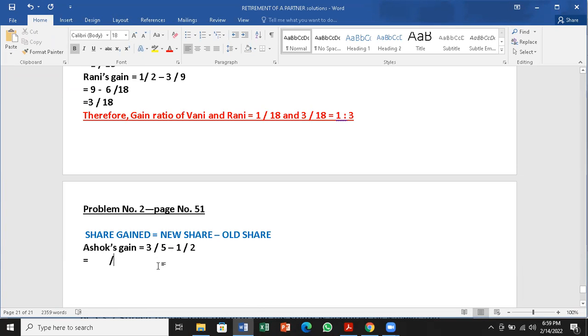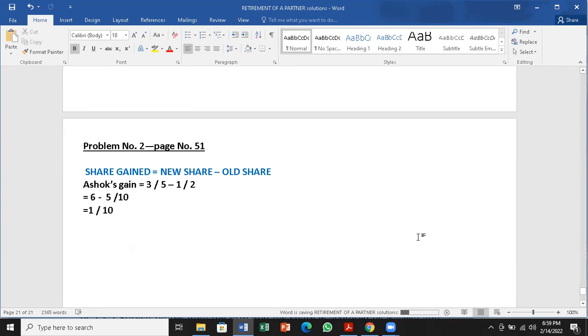Multiply the denominators, 5 into 2, that is 10. Go for simplification of numerators now. 10 divided by 5 is 2. 2 into 3, that is 6. Then 10 divided by 2, that is 5. 5 into 1 is 5. So simplify further. 6 minus 5 is 1. So 1 by 10 is Ashok's gain.